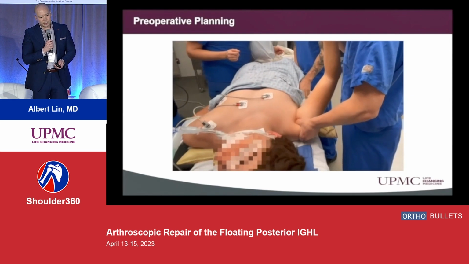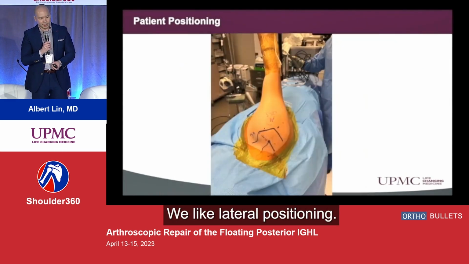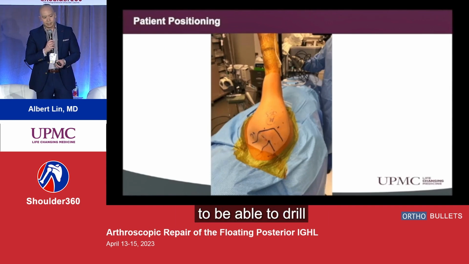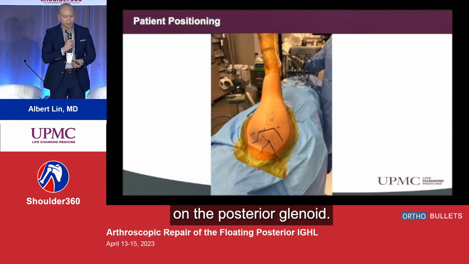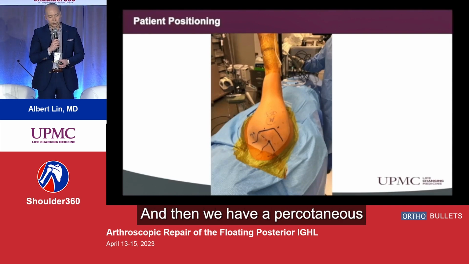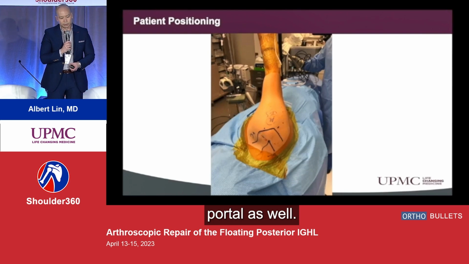So this is our case. EUA demonstrates 2+ posterior instability. We like lateral decubitus positioning. These are 4 portal sites. Posterior portal is slightly higher to be able to drill on the posterior glenoid. The posterior inferior portal is useful for the Hagl repair, and then we have a percutaneous portal for use for a SLAP repair, and our standard anterior portal as well.